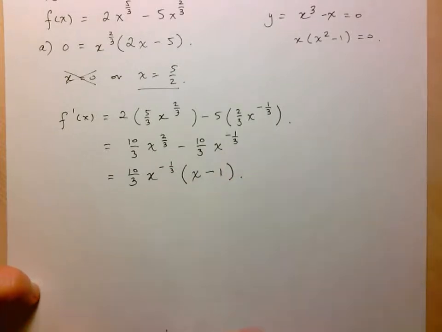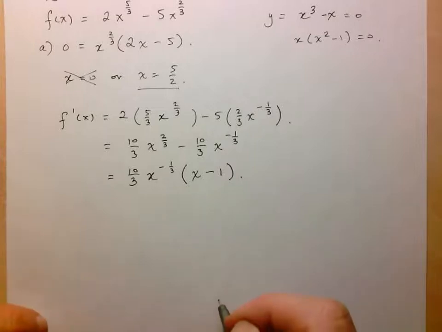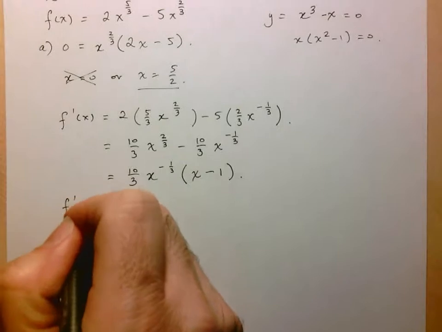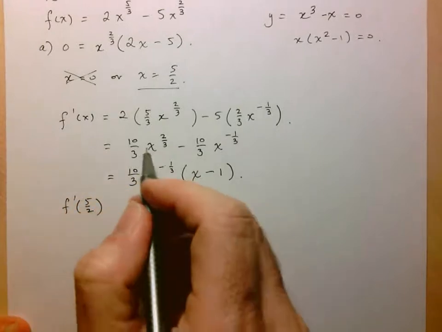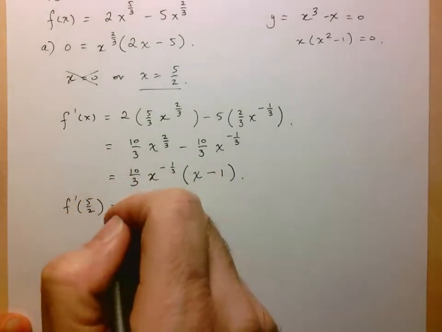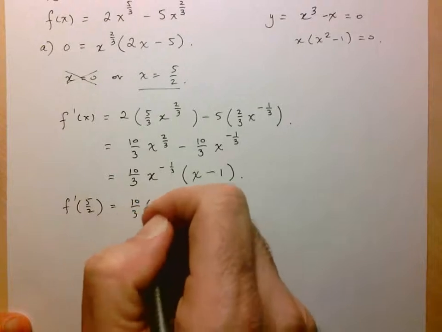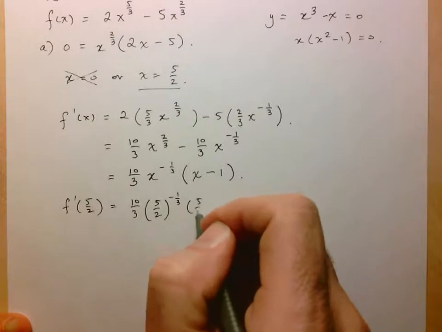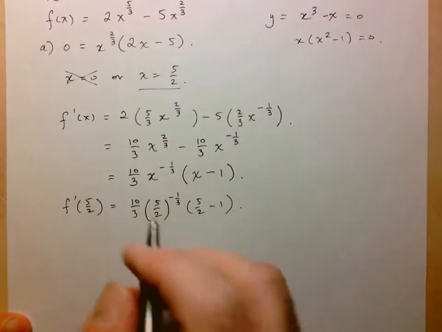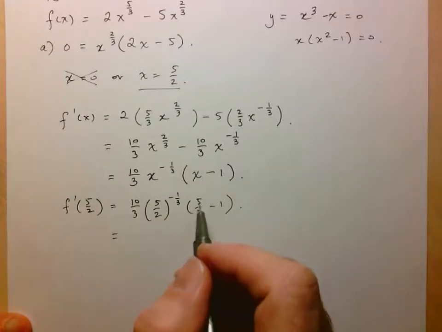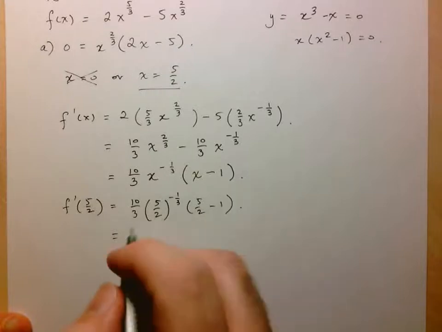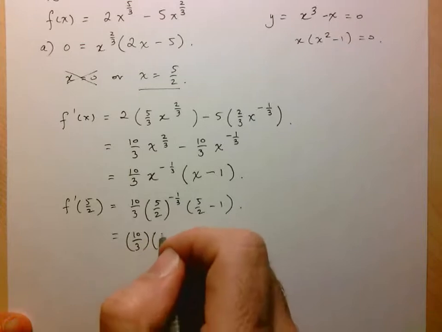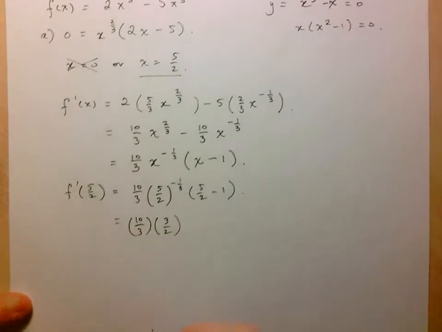And look how nicely this factors out. Okay, a lot easier to evaluate this derivative at 5/2 than in the original form. Okay, so let's put that in here. We've got 10/3, got 5/2 to the negative 1/3, and then 5/2 minus 1. Okay, so here 5/2 minus 2/2, so that's just 3/2. So 10/3, I'm just going to rearrange here, times 3/2. So that's actually going to be pretty nice.